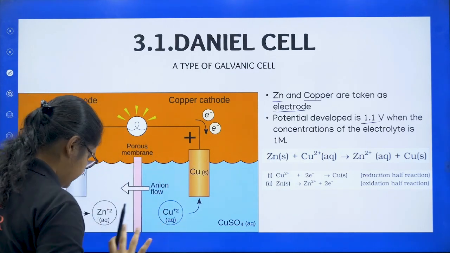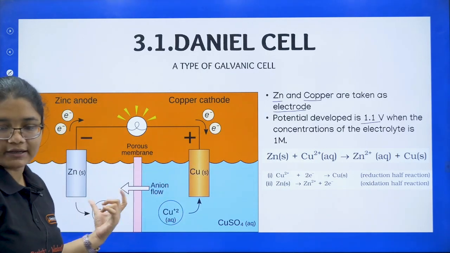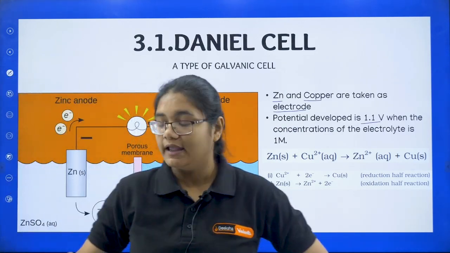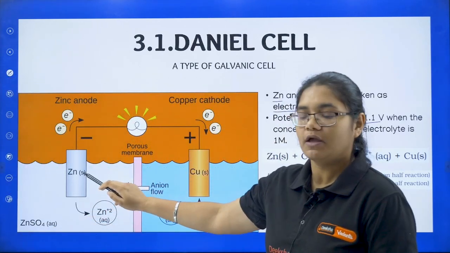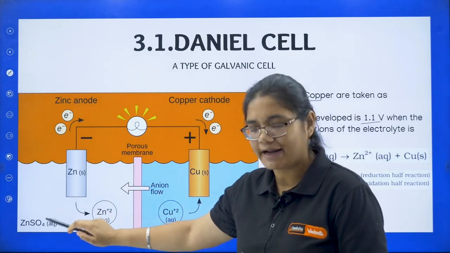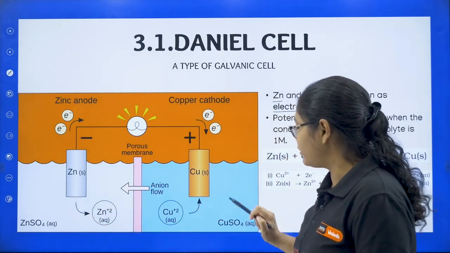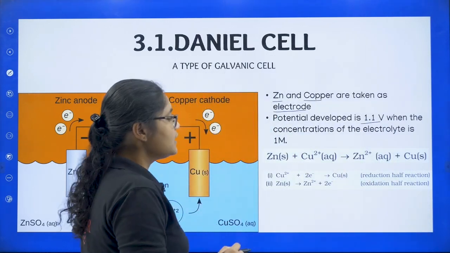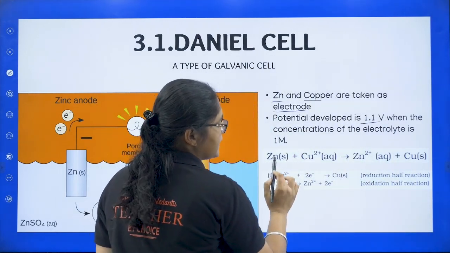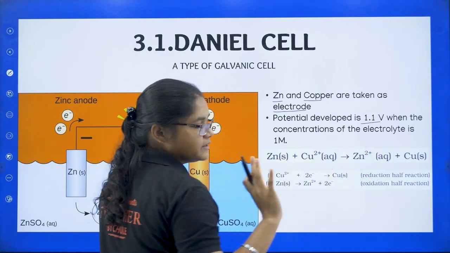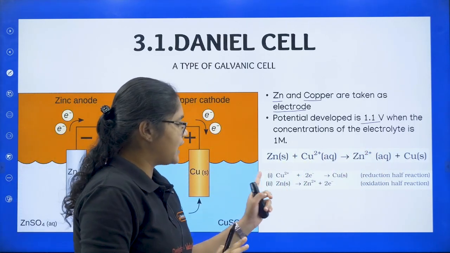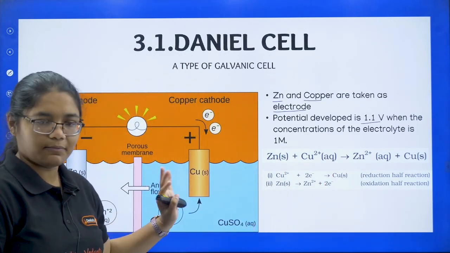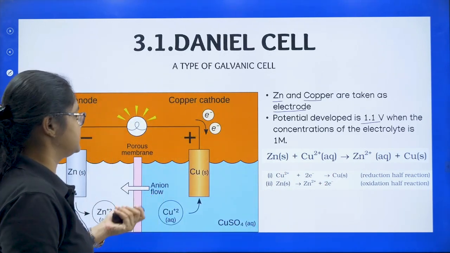So what basically you see here, we have 2 containers. In 1 container I have an electrode and an electrolyte. On the other side also I have an electrode and an electrolyte. The reaction between them is Zn plus Cu2+ gives Zn2+ plus Cu. Then you have the reduction half cell and the oxidation half cell. All these reactions are given. We'll talk about it in some time.